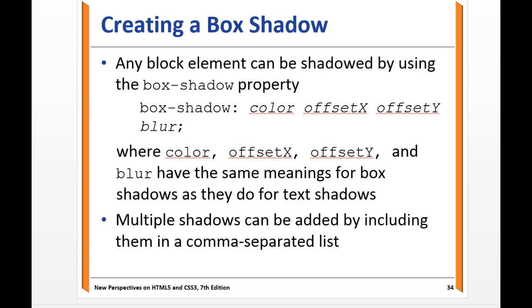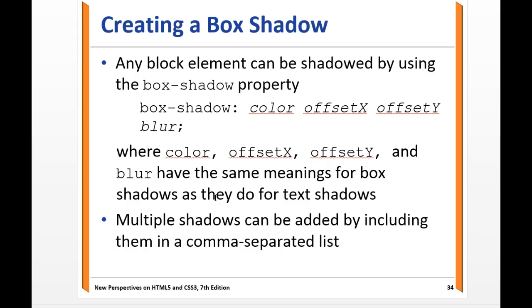Also, we are going to talk about creating a box shadow. Shadows can be added to any block element in a web page by using the box-shadow property. This is the syntax that we are going to have: color, offset X, offset Y, and blur. Color, offset X, offset Y, and blur have the same meaning for the box shadow as they do for text shadow. So it's the same thing as we have discussed.